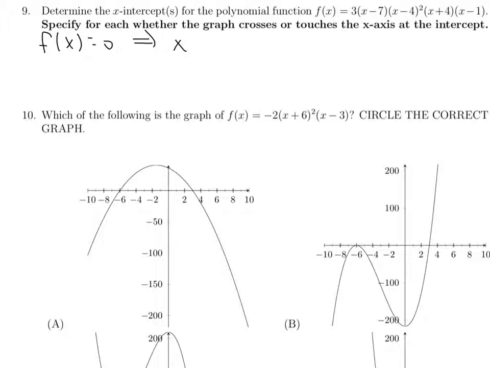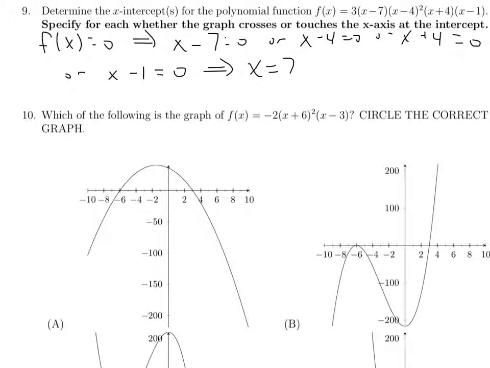So the only way for f of x to be 0 is if x minus 7 is 0, or x minus 4 is 0, or x plus 4 is 0, or x minus 1 is 0. So my intercepts are going to happen when x is 7, x is 4, x is negative 4, or x equals 1. So that gives me 4 points. I could put that comma 0 for the point.